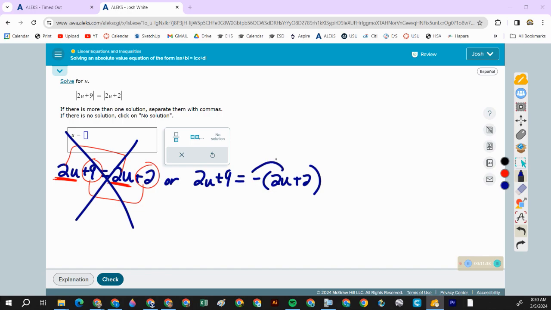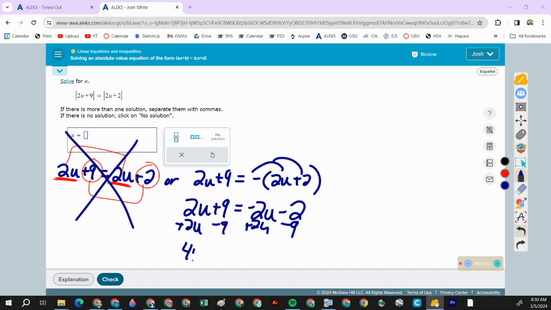So on the other side, we distribute the negative. 2u plus 9 equals negative 2u minus 2. So we add 2u and subtract 9. And I get 4u equals negative 11. So u is negative 11 over 4.